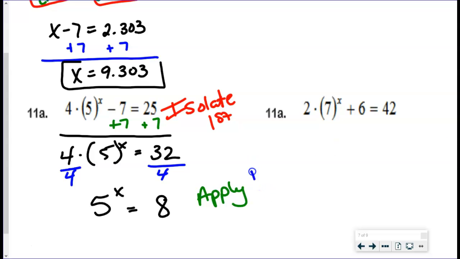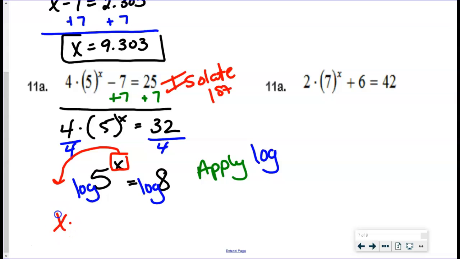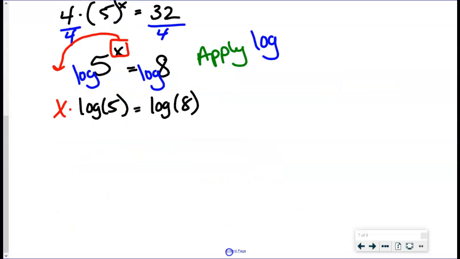Some of you really like the common log, even though you know my feelings about this, but whatever. You can do that. We can apply the common log to both sides of the equation. And unfortunately on this question, nothing cancels. So what happens is the reason you applied the logarithm is so you could bring that exponent down in front. And now it's being multiplied by the common log of 5, which is just some gross number on our calculator. And it equals the common log of 8, which again is also some gross number on your calculator. So if you're trying to solve for x, you would simply divide the common log of 5 over to the other side.